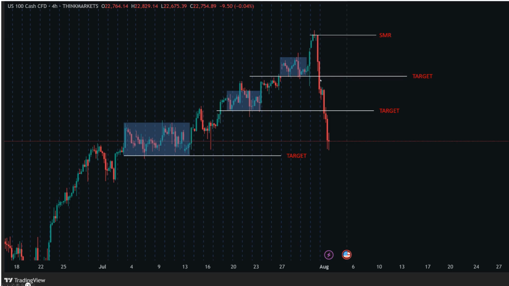What then do we have? We have a market structure shift, and we also have a change in state of delivery. Then target 1 is right there. The second target is right here. And the third target will be right here. So this was some days ago. So I'm very sure that this level is going to get engaged.